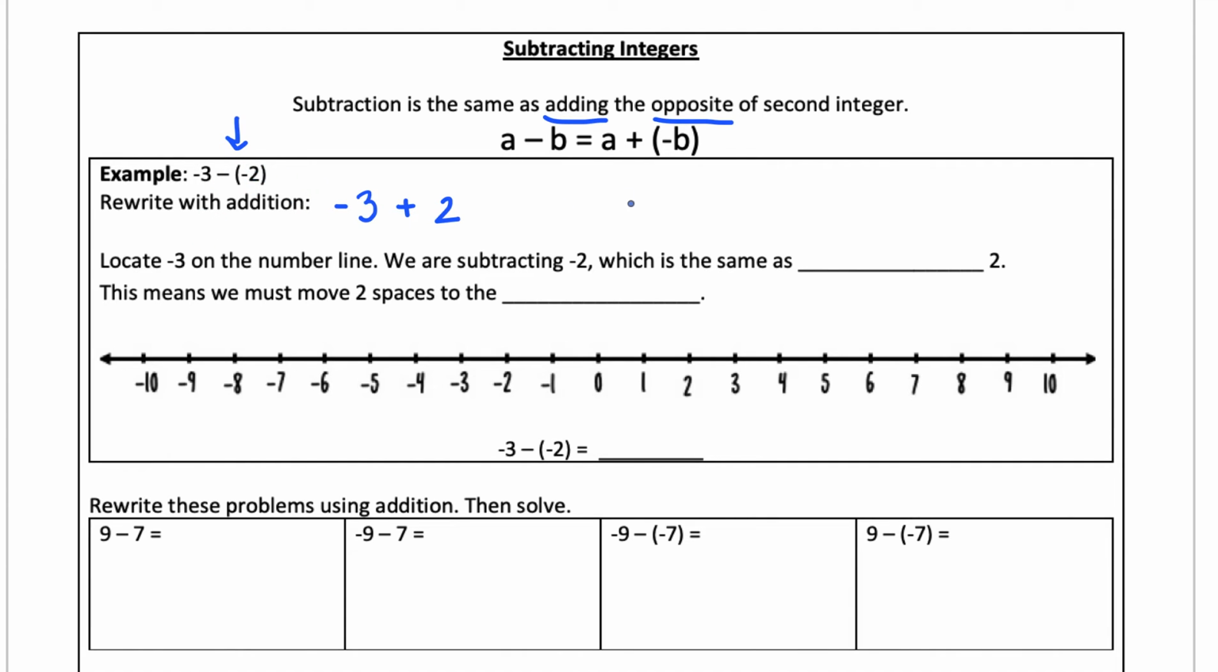So whenever I see subtraction, I just change it to addition with the opposite integer. So we want to figure out what this is now. If we locate negative 3 on the number line, right here, we're going to have to subtract negative 2. But we just said that that's the same as just adding positive 2. Well, if we're going to add positive 2, that means we're going to move 2 spaces to the right. So from negative 3, I'm going to count 1, 2 to the right, and I'm left with negative 1. Therefore, the answer to my original problem will be negative 1.